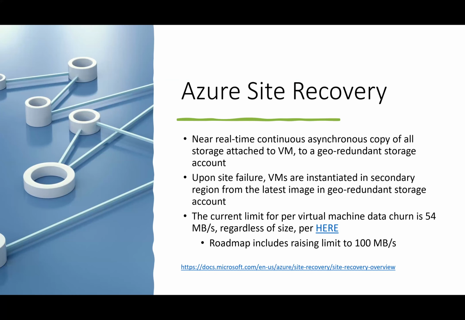Azure Site Recovery is the default DR mechanism for Azure. And the basic idea here is that there is a near real-time and continuous asynchronous copy of all storage attached to the VM to a storage account nearby. It's geo-redundant, that storage account, but basically the entire stored image of the VM is copied to somewhere else, essentially. And upon site failure, VMs can be instantiated in a secondary region at failure time from the latest image on the geo redundant storage account.